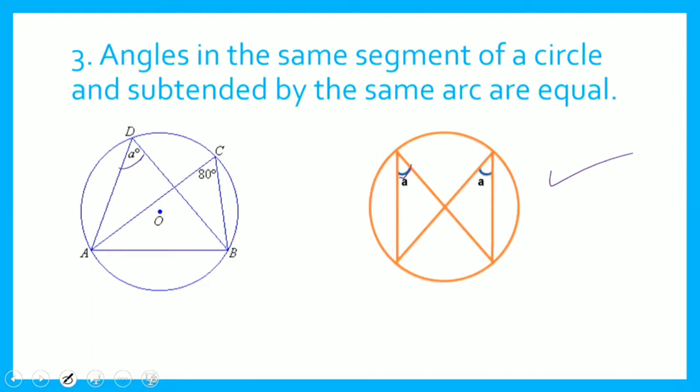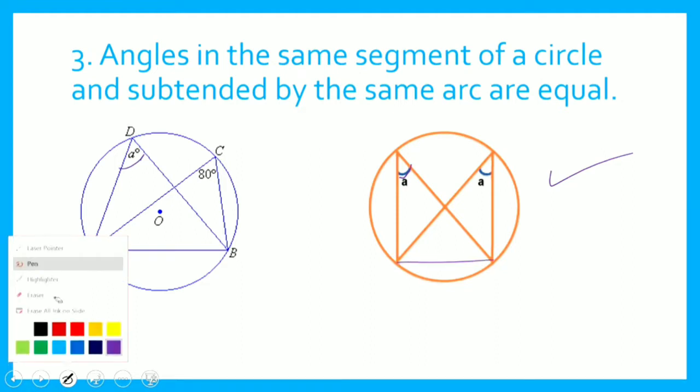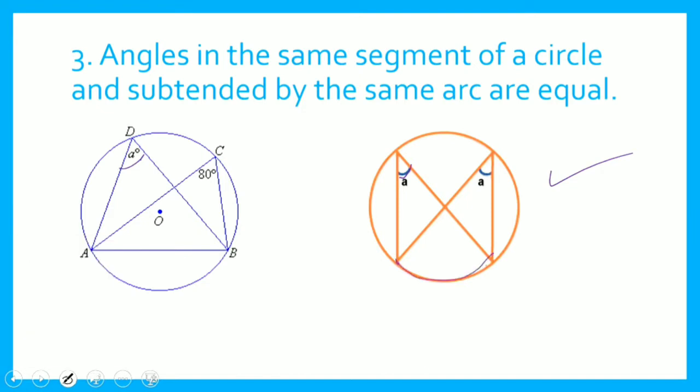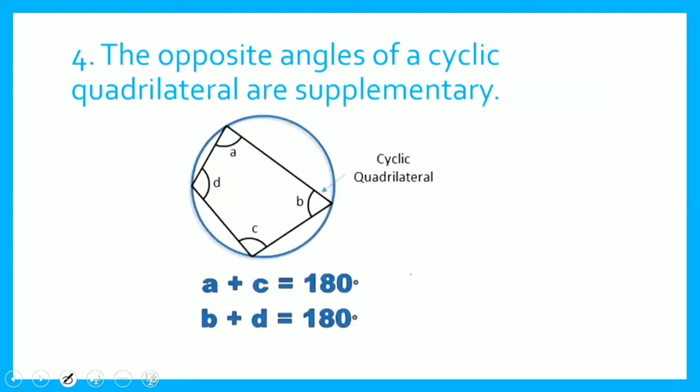And let's run over to the other circle, where you see that you're not given a chord here. That means you must be able to recognize that it's sitting on this arc. All right. Same thing. So they're going to be equal. Number 4, we're coming down. The opposite angles of a cyclic quadrilateral are supplementary.